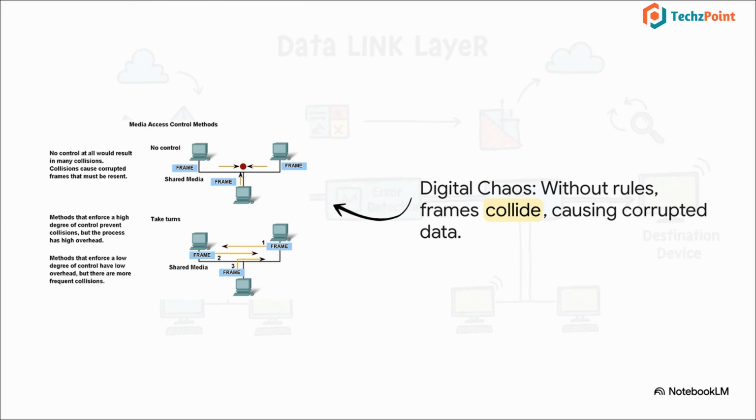I want you to imagine a world with no traffic rules. On the digital highway, this is exactly what it would look like. Every single device just trying to shout its data out at the exact same time. And the result? You guessed it, constant collisions, garbled data, and a network that's pretty much useless. It would be pure digital chaos.